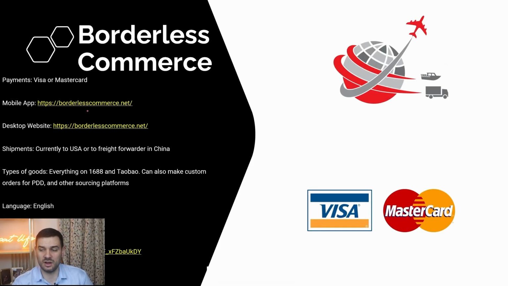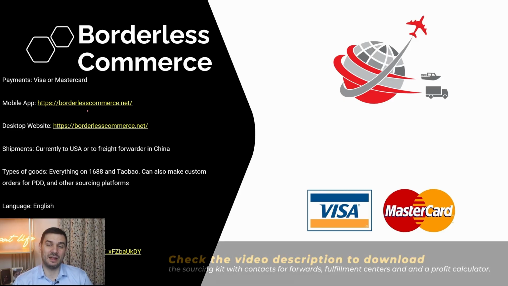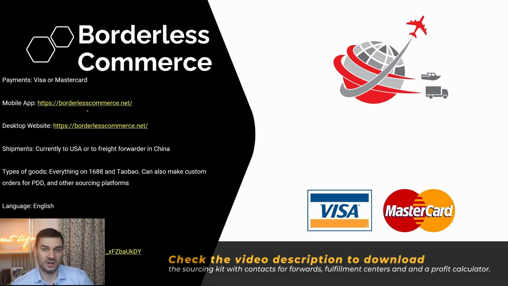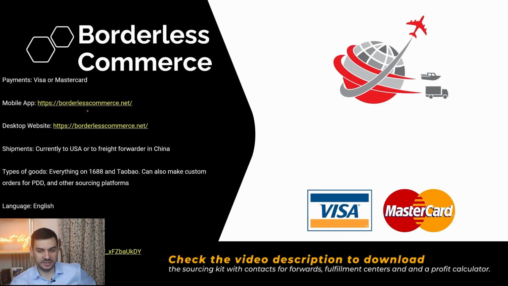And lastly is Borderless Commerce. I accept Visa or MasterCard. What I did is I developed a platform that can be seen on your phone or on a desktop. And if you have the information of the product you want to buy on 1688 or Taobao, you can paste it onto my website and pay using Visa or MasterCard. No need for the passport, no need for any of that. And I can currently ship to the USA or work with a freight forwarder you already have directly so that you can get the goods to your final destination, unlike Taobao, 1688, and Pinduoduo.